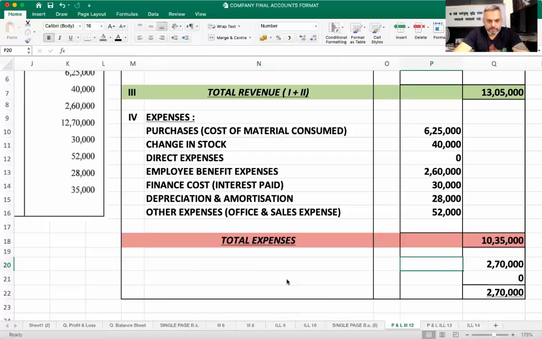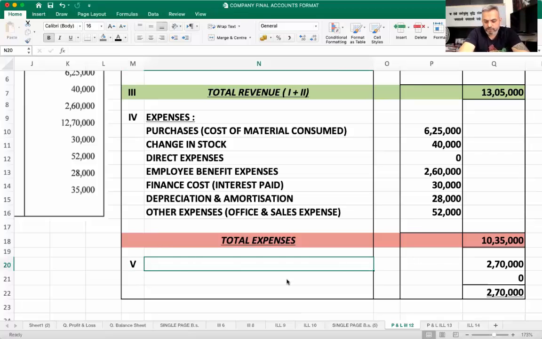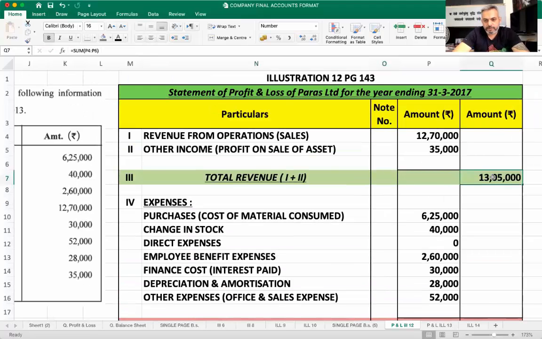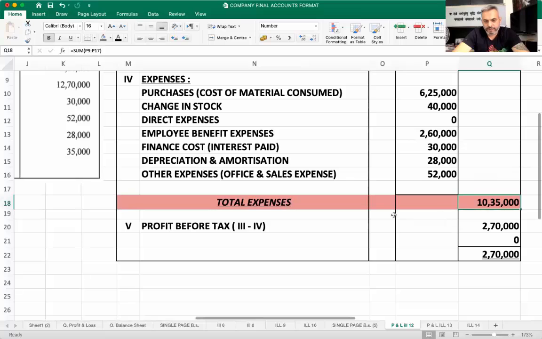So now we have to find the profit. Auto formula already I have put because it's Excel. For you, you have to manually calculate. So you write profit before tax in the bracket 3 minus 4. So 3 minus 4, 3 is 13 lakh 5,000, 4 is 10 lakh 35,000. You get 2 lakh 70,000.